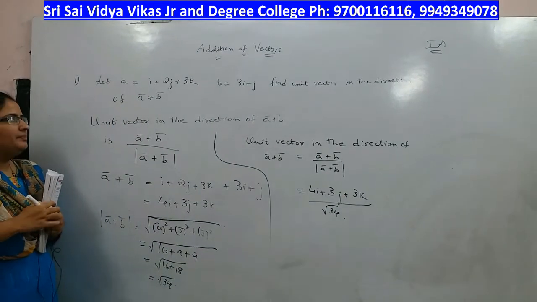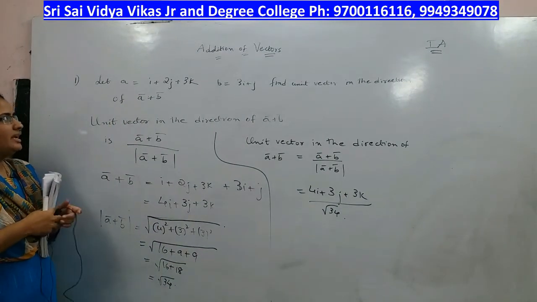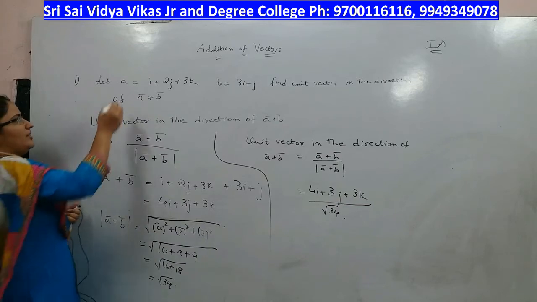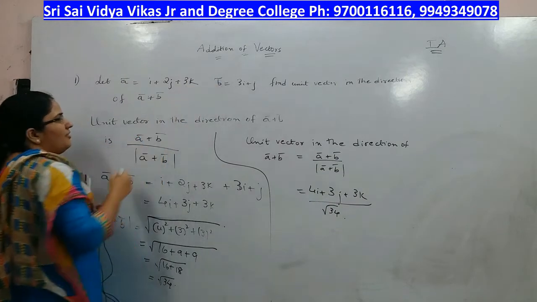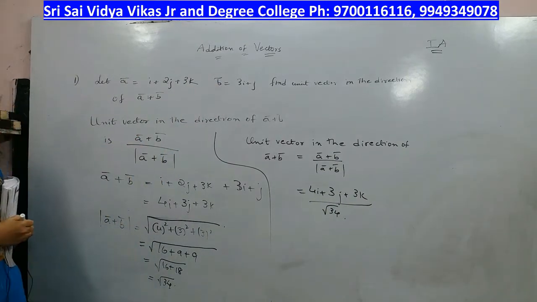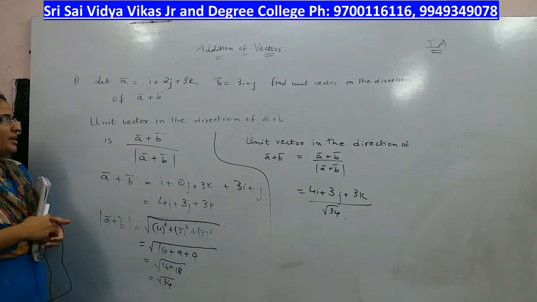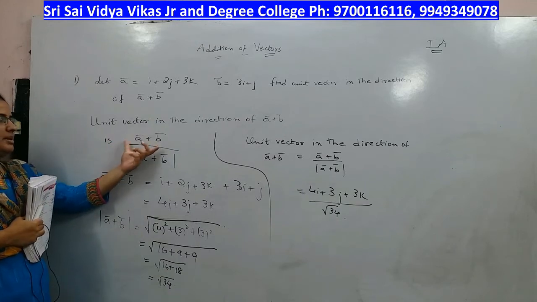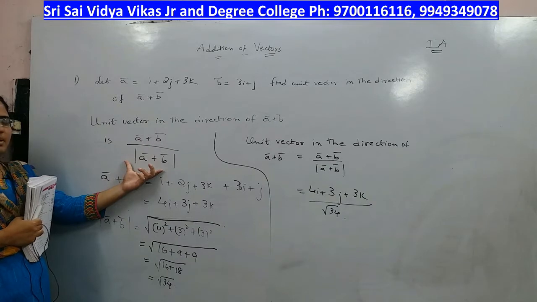I will repeat again. You are given two vectors A bar and B bar. So you have to find a unit vector in the direction of A bar plus B bar. For that you have a formula. The formula is unit vector in the direction of A bar plus B bar is A bar plus B bar by modulus of A bar plus B bar.